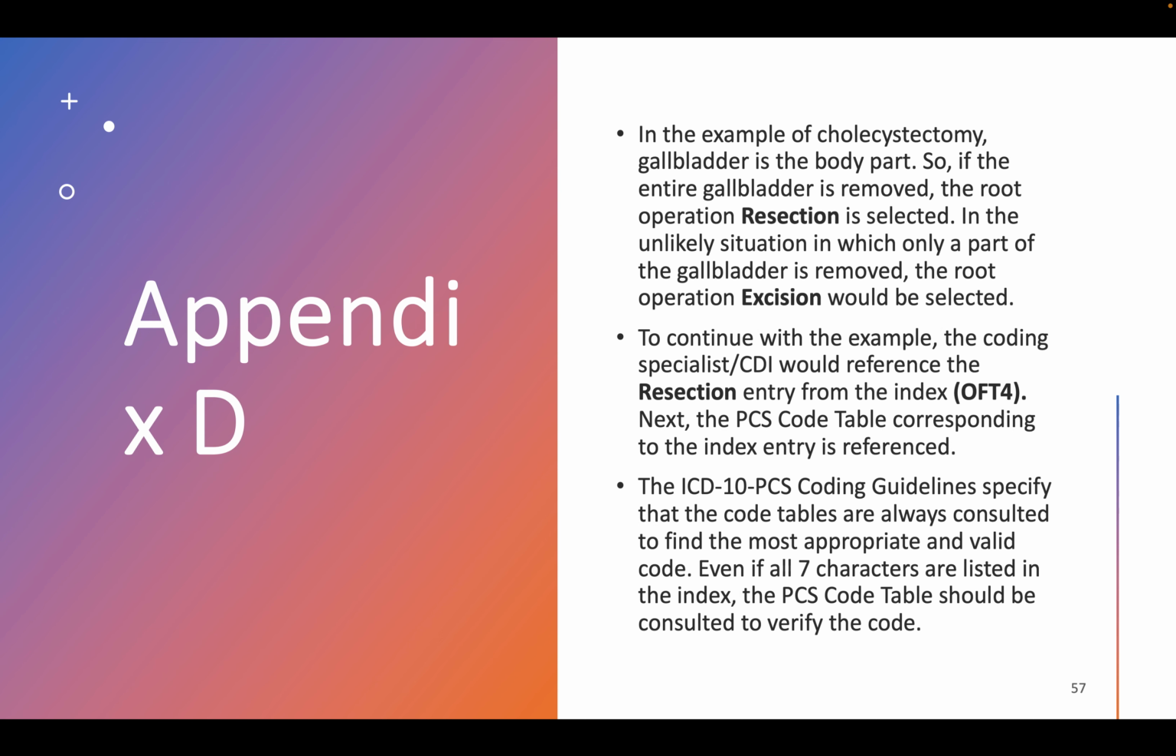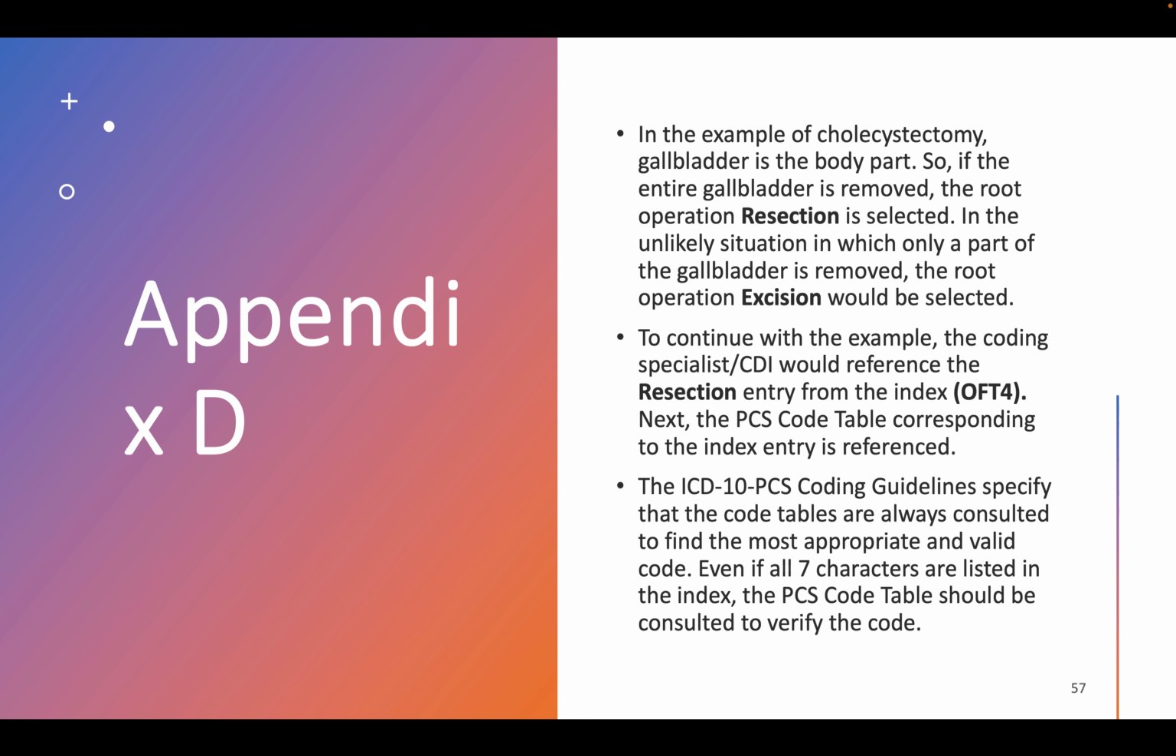In the example of cholecystectomy, gallbladder is the body part. So if the entire gallbladder is removed, the root operation resection is selected. In the unlikely situation in which only a part of the gallbladder is removed, the root operation excision would be selected. To continue with the example, the coding specialist or CDI would reference the resection entry from the index. So we would look at 0FT4.